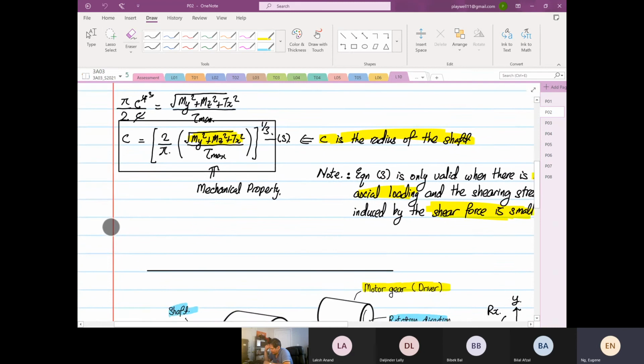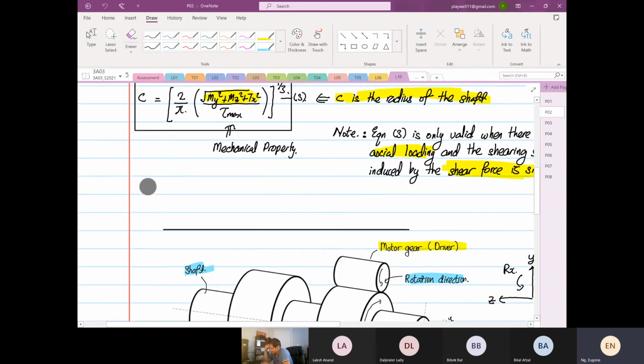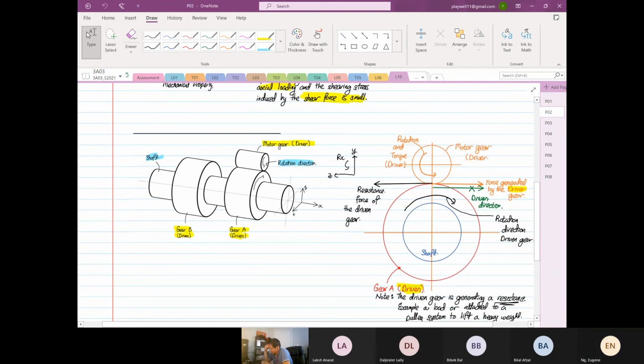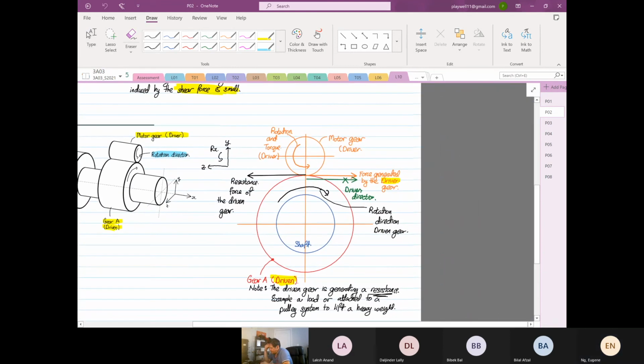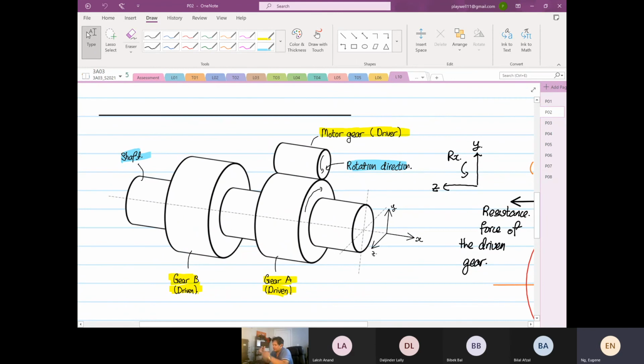Then we rearrange, and we can find the radius of the circle. Now, if it's given a system like this, usually we have an issue with system integration. When I say system, it is where you have a driver and you have a driven. The motor gear is the driver, and gears A and B are the driven.